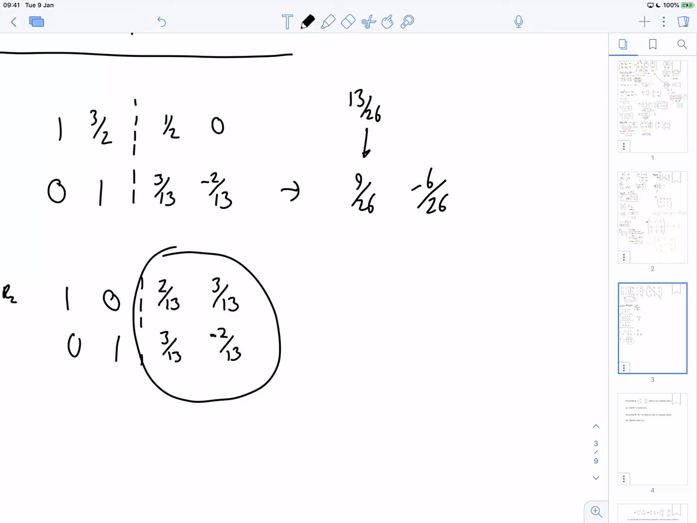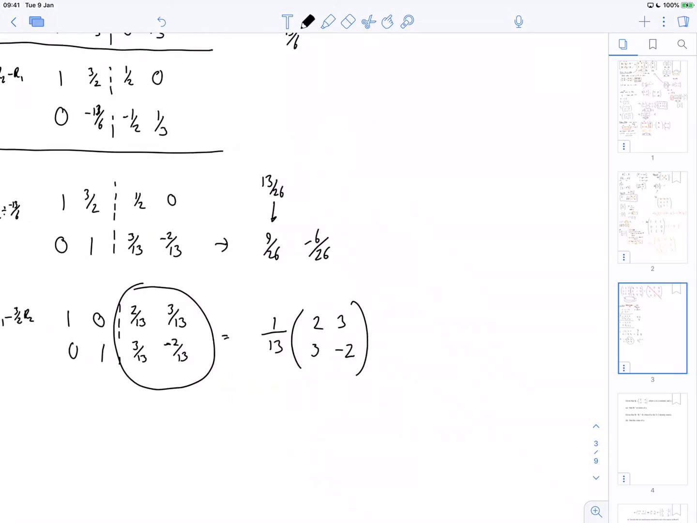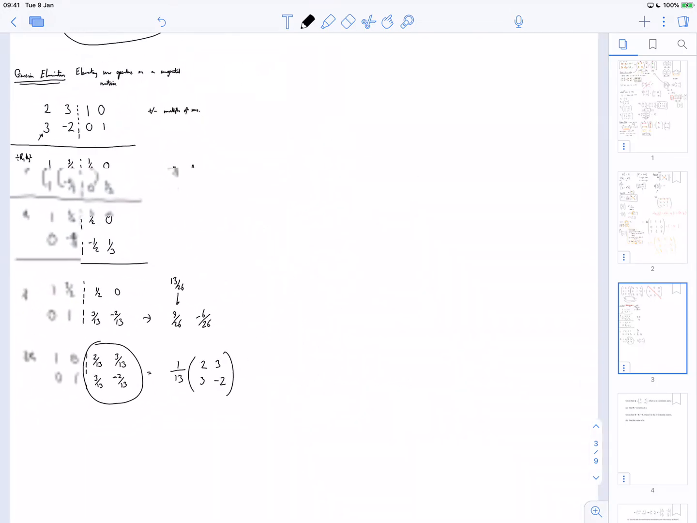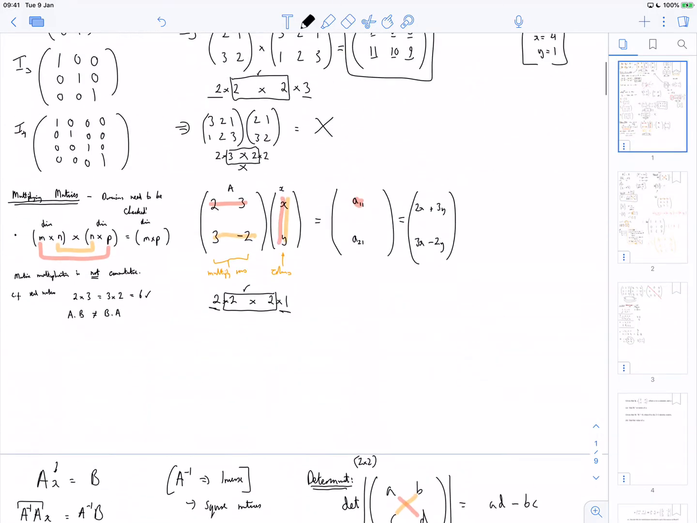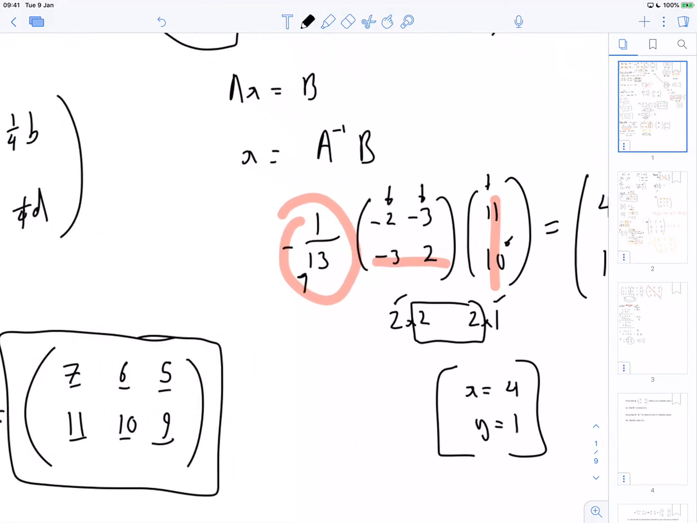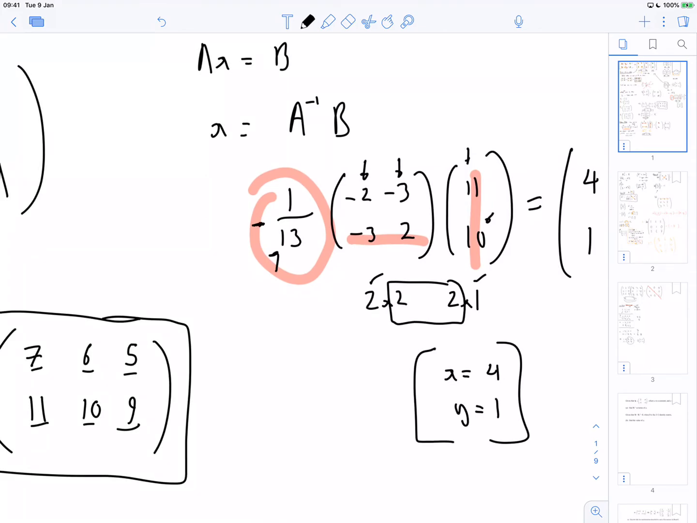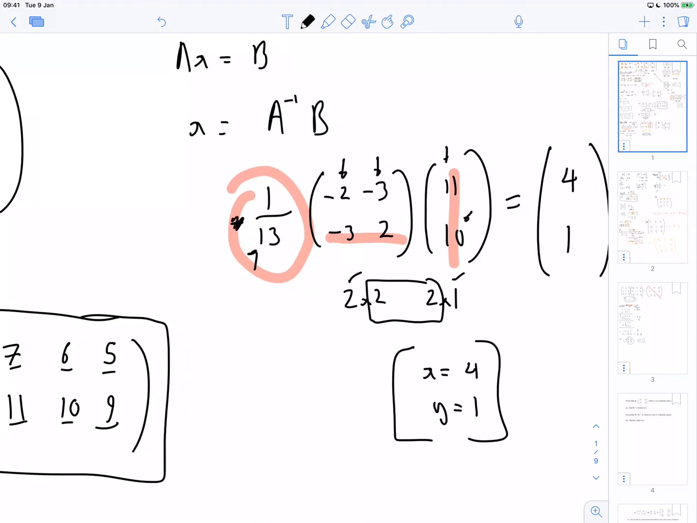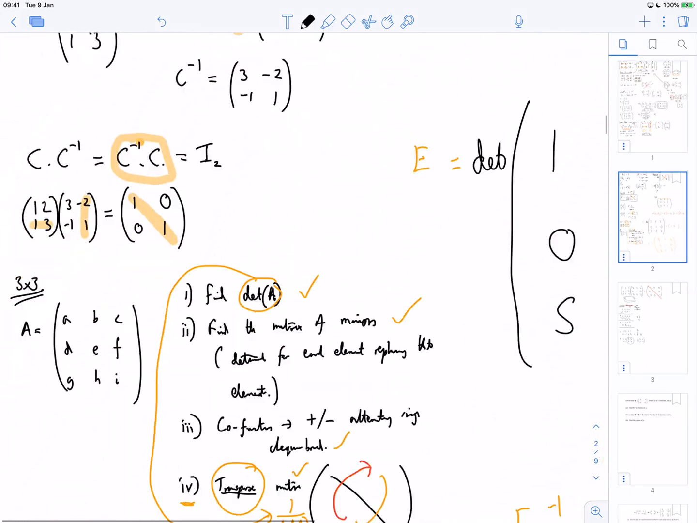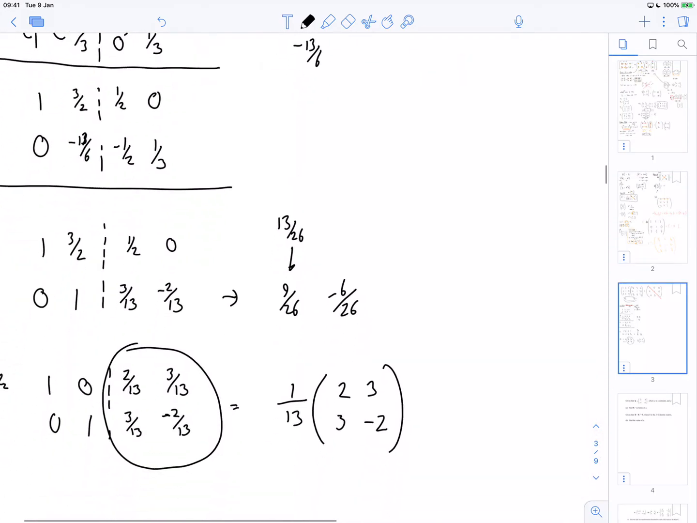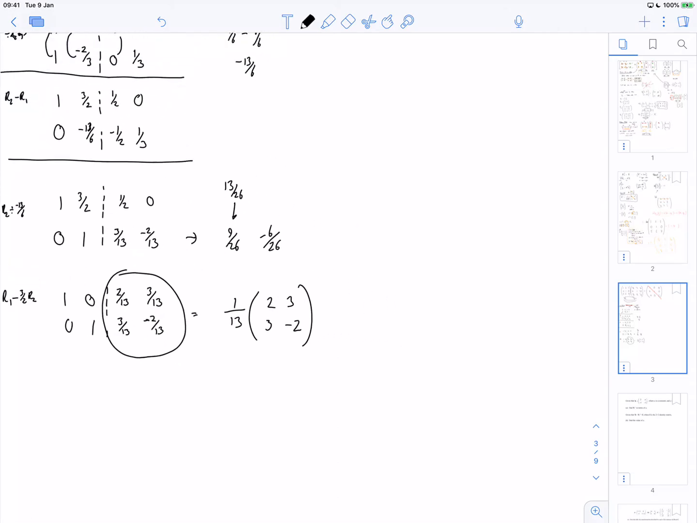And if you look very carefully, they're all over 13. So this is the same as 1 over 13 lots of 2, 3, 3, minus 2. And if we squint our eyes over to here, look, I've got a minus out front, but if I'd taken that minus away and put it in here, that'd be plus, plus, plus, minus. So 2, 3, 3, minus 2 all over 13. And what do we have here? 2, 3, 3, minus 2 all over 13.